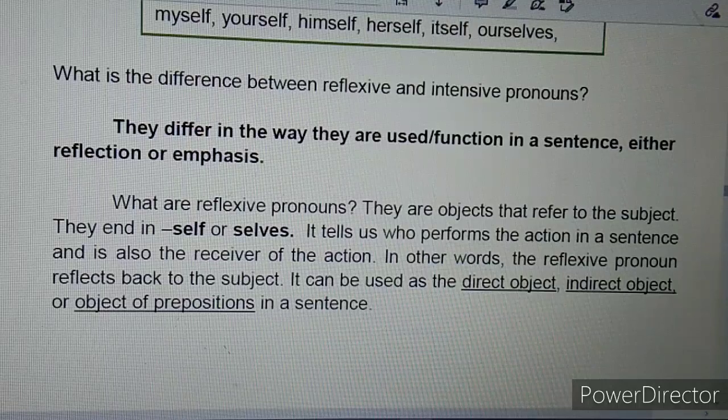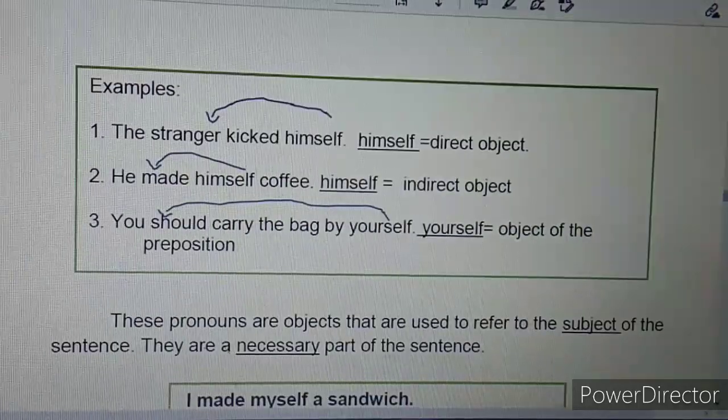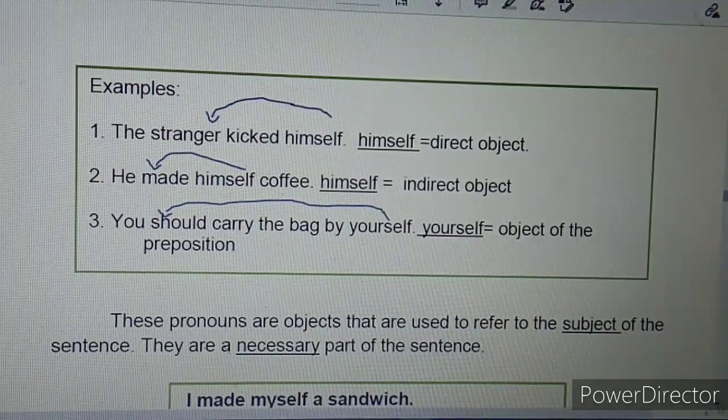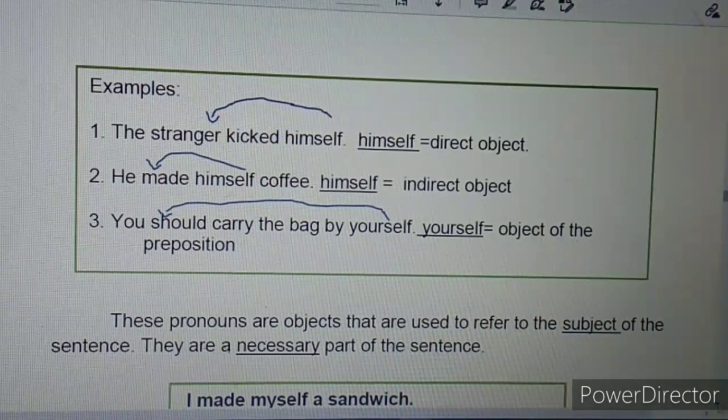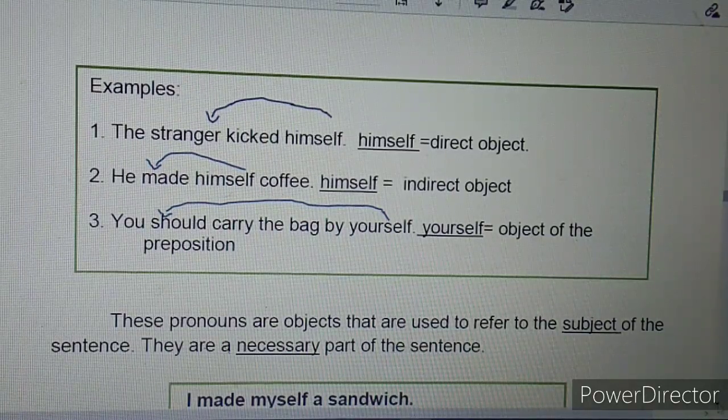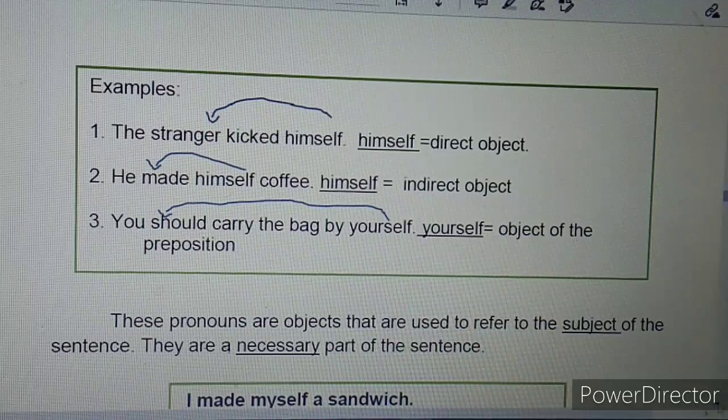It can be used as the direct object, indirect object, or object of prepositions in a sentence. We have here 3 examples. The stranger kicked himself. The word himself is our reflexive pronoun in which it is a direct object of the subject stranger. Next, he made himself coffee. Himself is the indirect object of the word he.